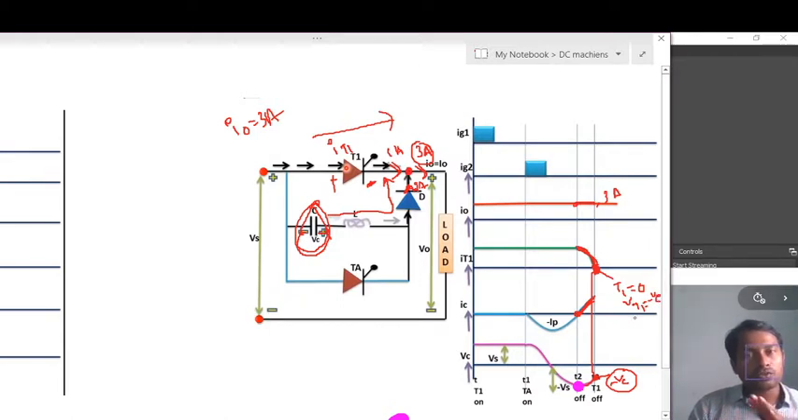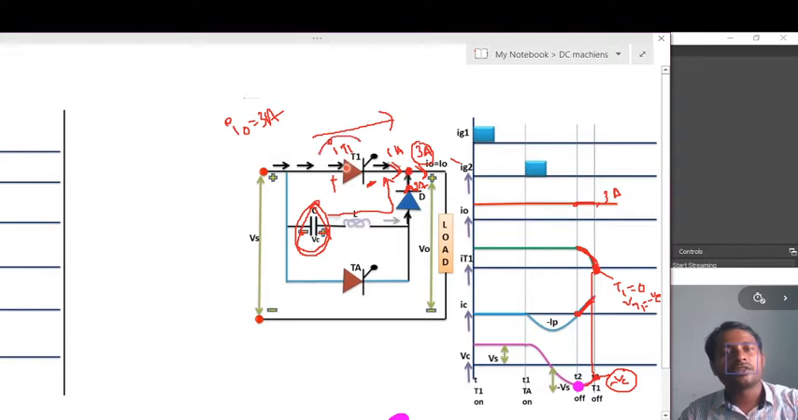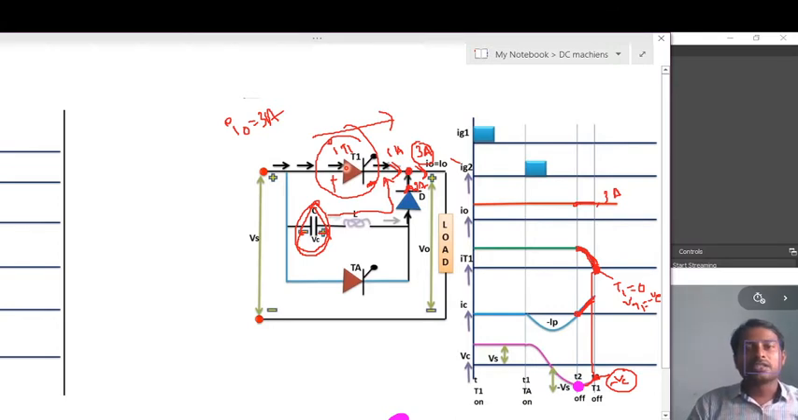So the two conditions are satisfied. If you want to turn off any thyristor, the current through the thyristor should be 0, and negative voltage should be applied across the thyristor, then only the thyristor will be turned off. So here also thyristor 1 is turned off automatically in this way. This is called class B commutation. Thank you for watching.